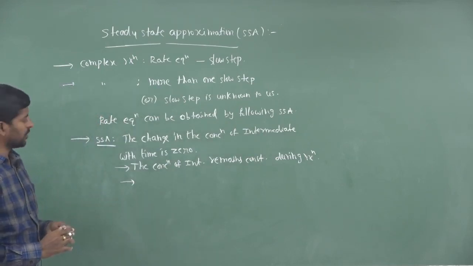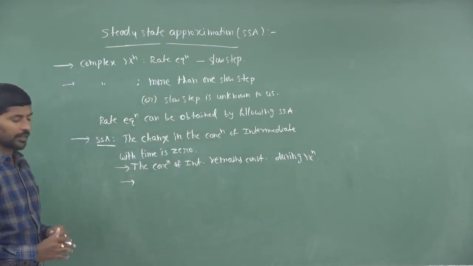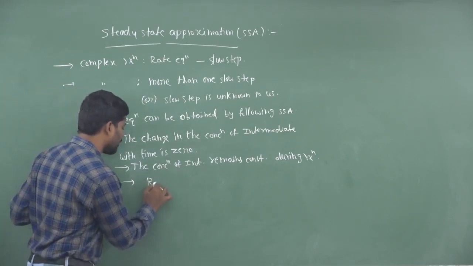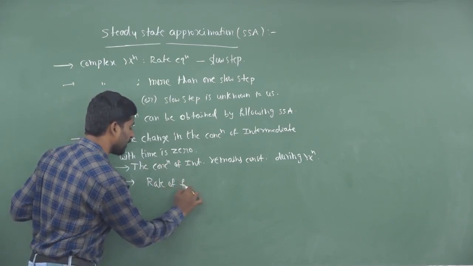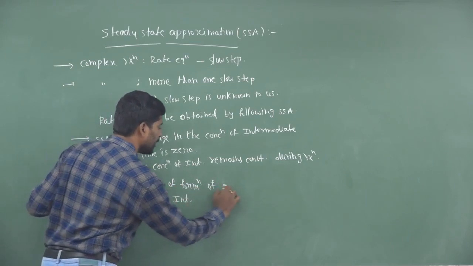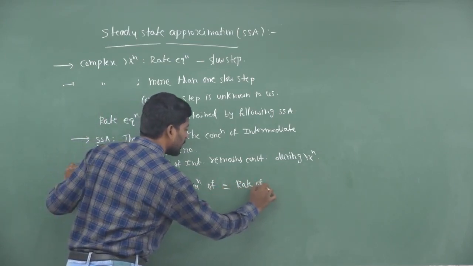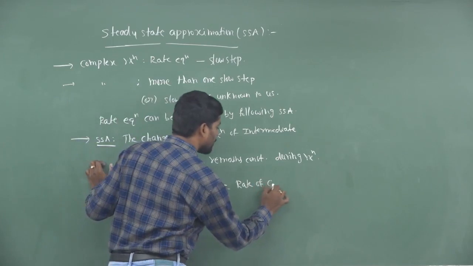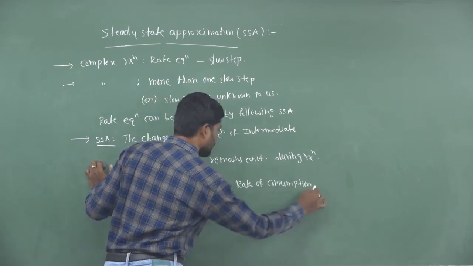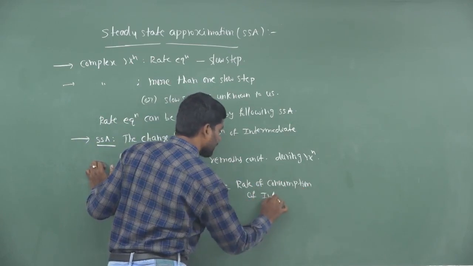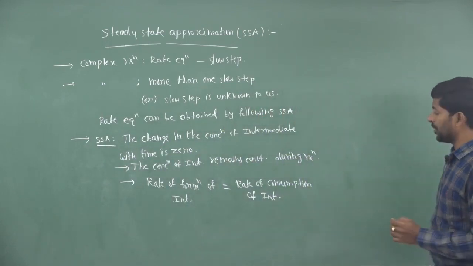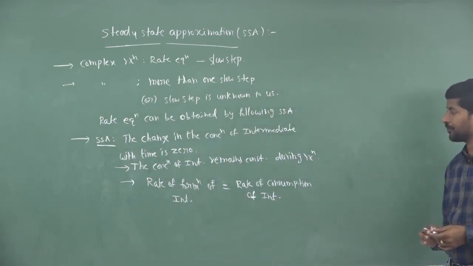The change in the concentration of intermediate with time is 0, or the concentration of intermediate remains constant during the reaction, or the rate of formation of intermediate is equal to the rate of destruction or consumption of intermediate. Rate of formation and rate of destruction are both the same. The rate of formation of intermediate is equal to the rate of consumption of intermediate, according to the steady state principle.